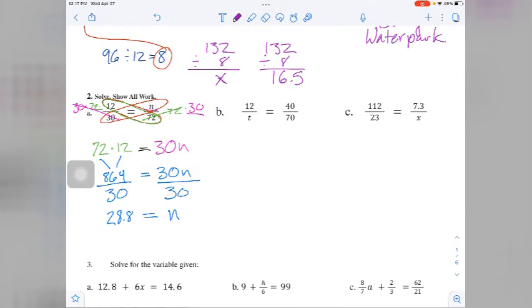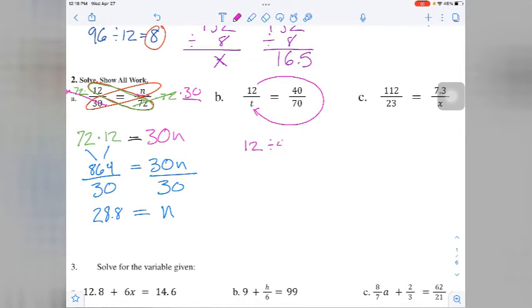Okay, so for the next one, there's another method called the C method, which is sort of like finding the scale factor. The C method, I start here and I just draw a C around like this, and I know that if I want to figure out what do I need to multiply something by to get this number, I need to know what do I multiply 40 by to get this number.